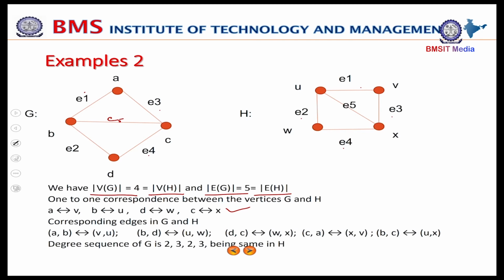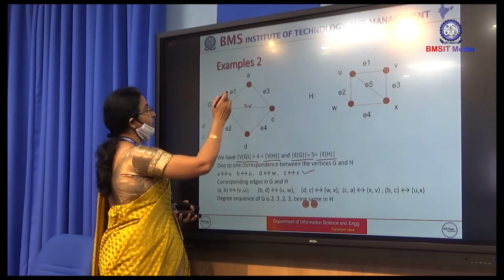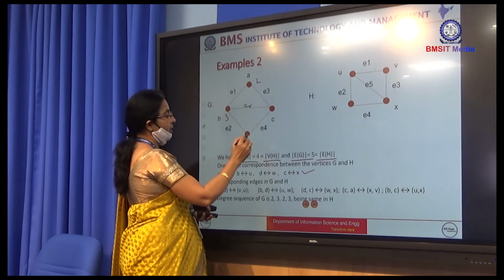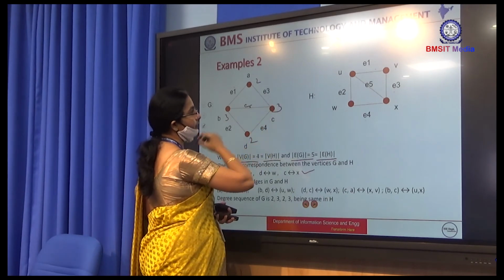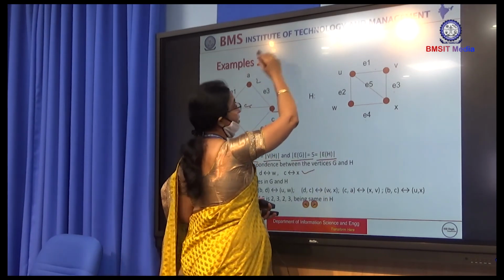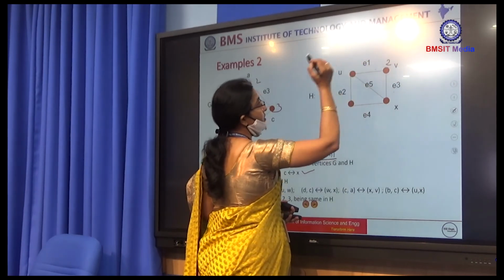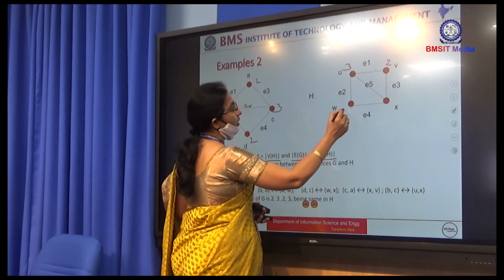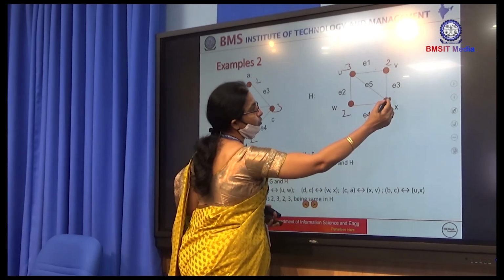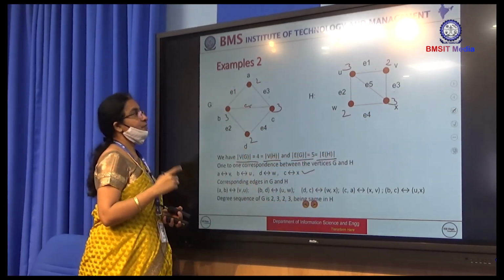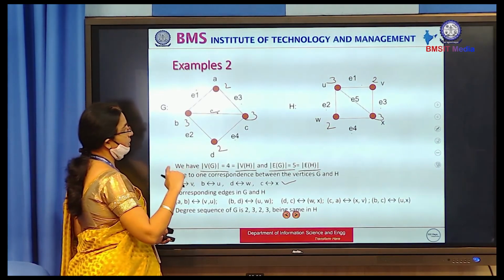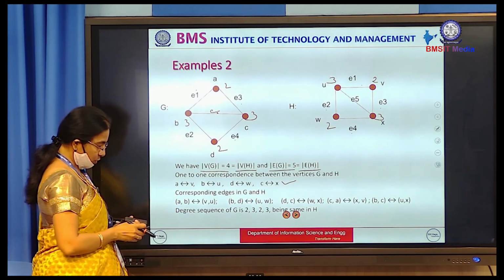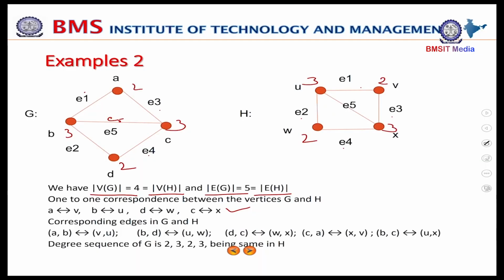Now let us see the degree sequence. A is having 2, B is having 3, D is having 2, and C is having 3. Similarly here, since A is mapped to V, we consider V first. V is having 2, U is having 3, W is having 2, and X is having 3. So the sequence 2, 3, 2, 3 is similar in both the graphs. Then we can tell that the two graphs are isomorphic. So now let us see the next example.